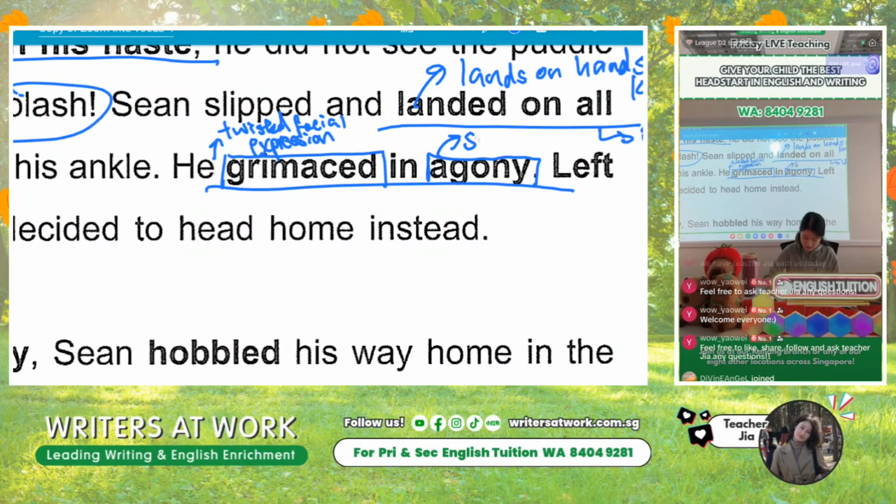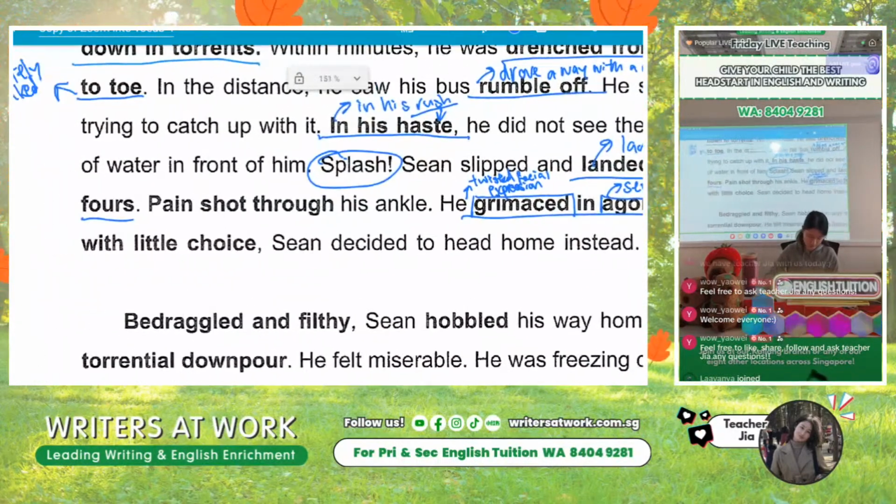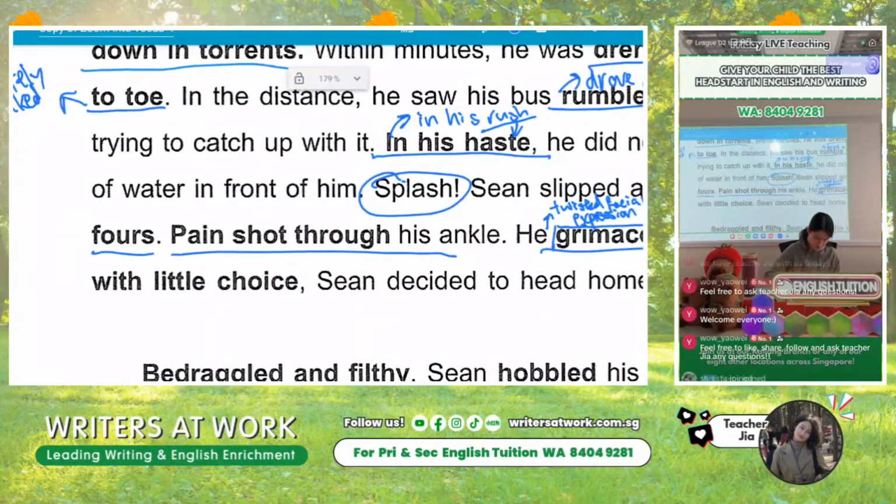So if you put the use of those two words together, you get a very well painted picture of the pain and the discomfort that Sean is going through. Oh, we forgot this. Pain shot through his ankle. When you're saying something shot, we mentioned this before. It doesn't literally mean that it's a bullet. You can be making a reference to a bullet, that the pain was so sharp and it was moving so fast.